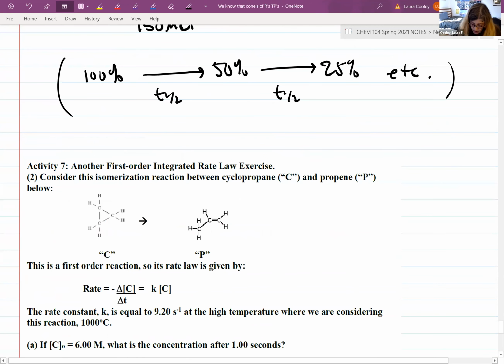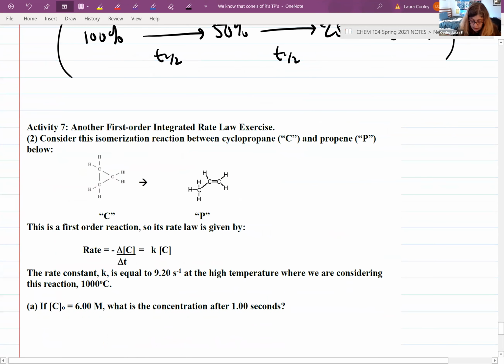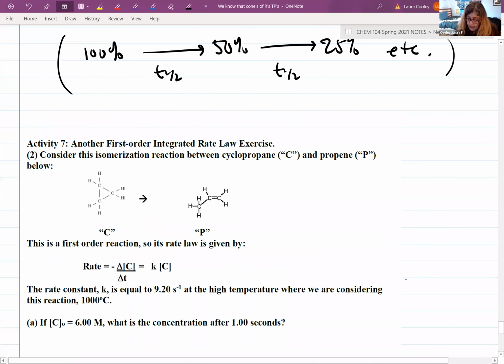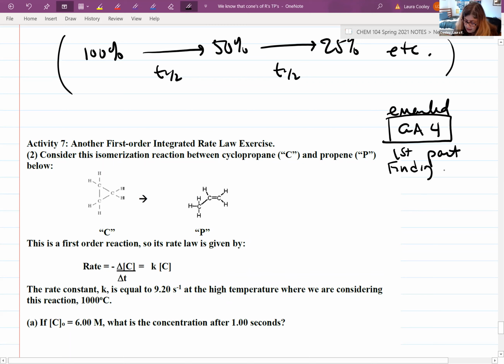So I want to do some parts of this problem, and some parts I'm going to leave for graded assignment 4. Graded assignment 4, I've given it out. I believe I emailed it to you. The first part is one of those problems like the one I did earlier today, and I did several of them last class, which deals with finding the rate law.